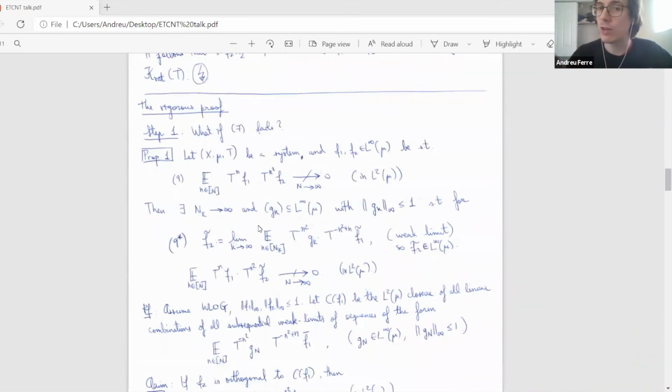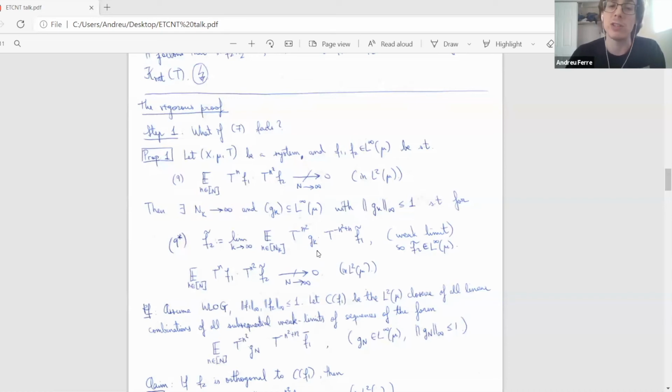But notice that first, I'm not even really involving the semi-norms. So here's the result. Suppose that we have a system and two functions in L infinity such that the averages of interest do not converge to zero. Then we claim that we can assume that the F2 has a special form. Namely, we claim that there exists a sequence going to infinity, a bunch of L infinity functions that have norm less than or equal to 1, such that this weak limit makes the strong limit not go to zero. And this is exactly the form that we talked about before in the general overview, right?